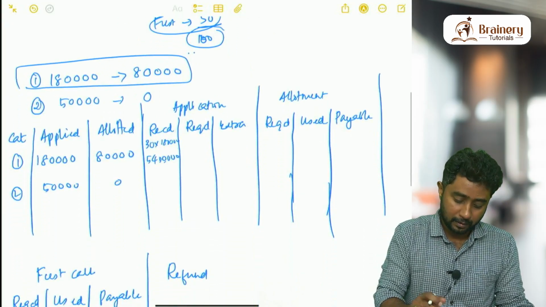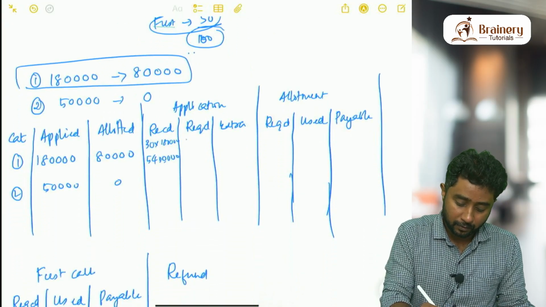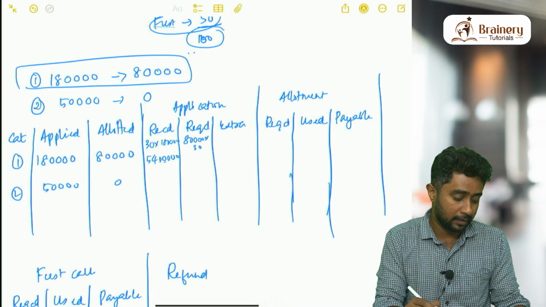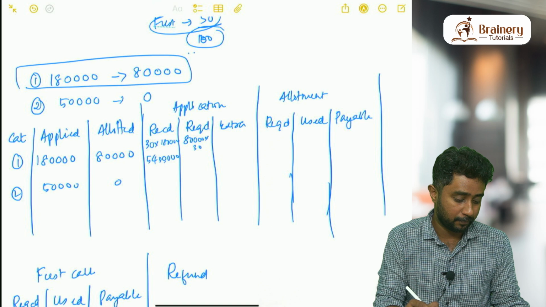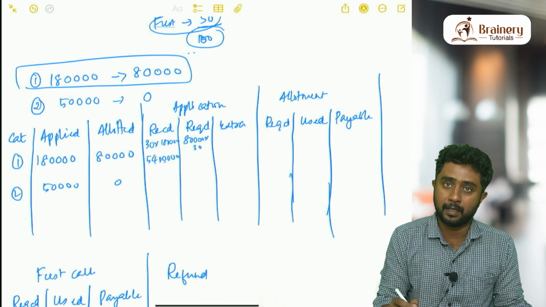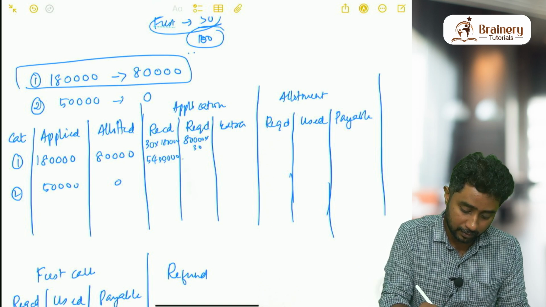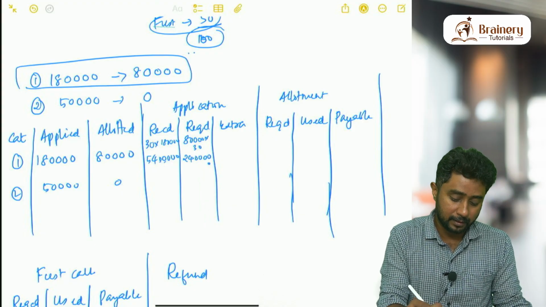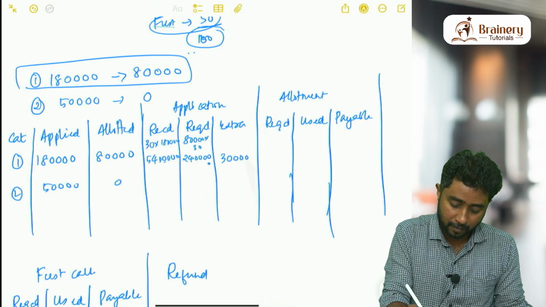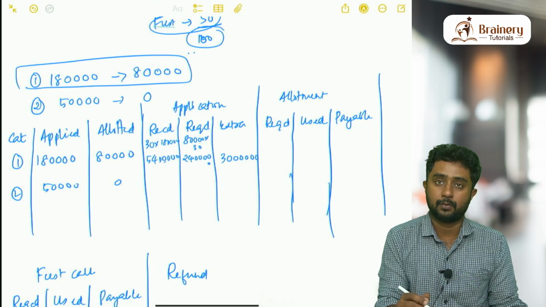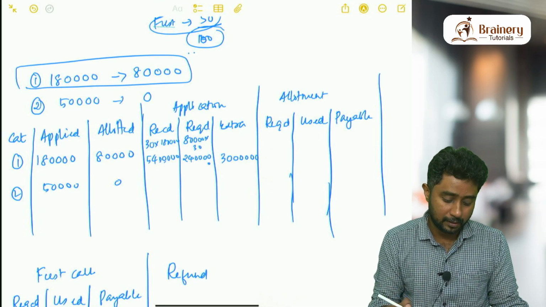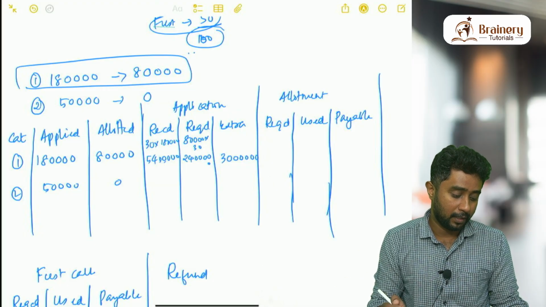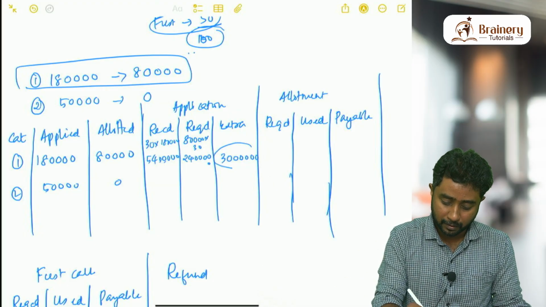Next is required. Required means we need only 80,000. How much money are they supposed to pay? 80,000 into 30 only we require from them, because they are being allotted 80,000 shares only. So 80,000 into 30, 24 lakhs. So extra is 30 lakhs. Extra means how much money they have paid extra. Simply we can say like this: 1,80,000 minus 80,000. How much is there? 1 lakh. 1 lakh into 30, we will get 30 lakhs. Same 30 lakhs will be there.